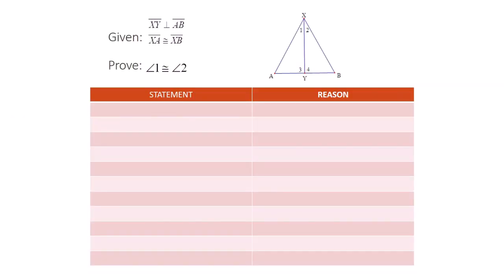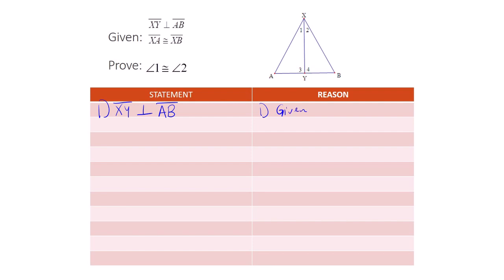All right, so let's see how we can use hypotenuse leg theorem in a proof. So here we're given one triangle that's split into two, right? So we actually have three triangles here. And let's see, we're given that segment XY is perpendicular to segment AB. So that's given.